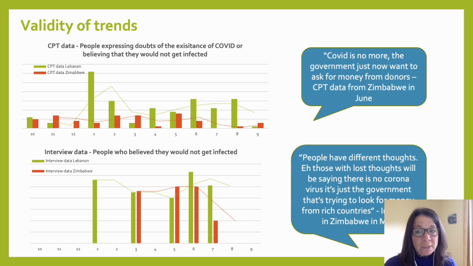Where possible, we were interested in comparing the CPT data to more traditional forms of learning from populations. On the top graph, you can see the CPT data, where people expressed doubts about the existence of COVID-19 or expressed that they felt that they would not get infected. On the bottom graph, you can see data from our 5 rounds of interviews with populations. In this case, participants were explicitly asked about their perceived likelihood of getting infected. While these graphs both reflect very different types of data and are not perfectly comparable, the dotted lines seem to reflect changes in perceptions over time.